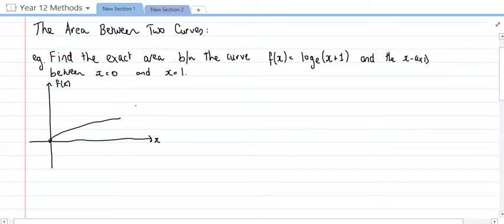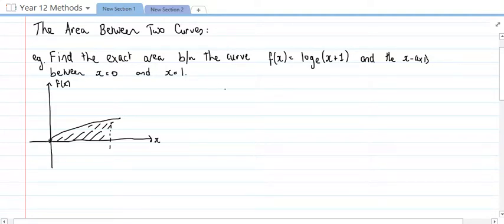And it's between x equals 0 and x equals 1, so let's say this here is 1, then that there is the area that we are looking for. The problem with this question is that we can't easily anti-differentiate the log function, or we're not familiar with the antiderivative of the log function yet. So we need another way around this, and this is a really nice bit of maths in my opinion.